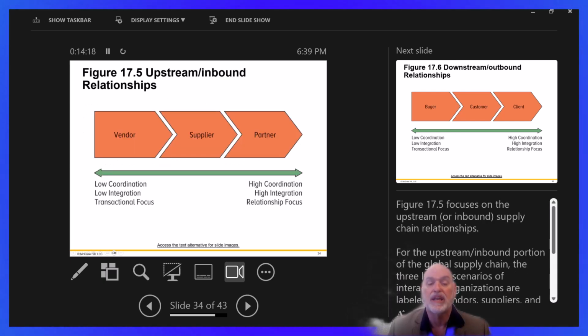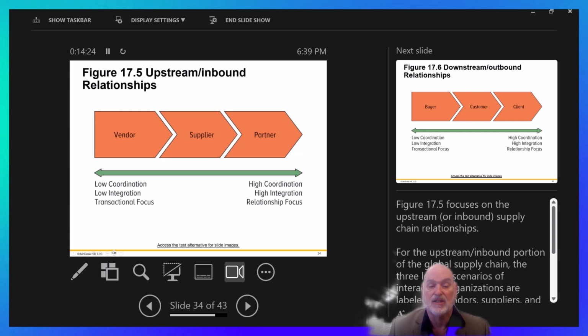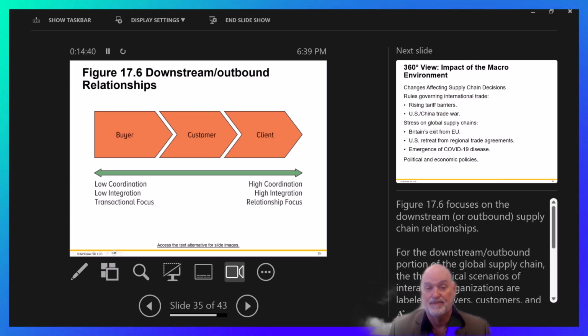Upstream inbound relationships: vendor, supplier, partner. Low coordination and low integration, a transactional focus that way. As you get to a partner, there's high coordination, high integration, and a relationship focus. And we know from our textbook that communication and relationships in international business is key. Downstream, same thing.